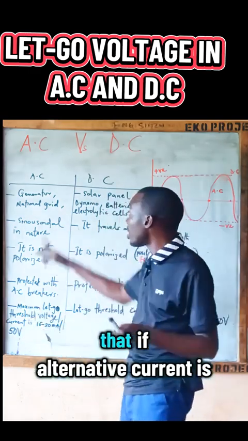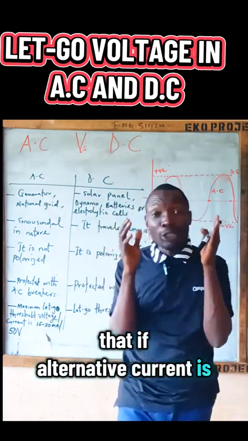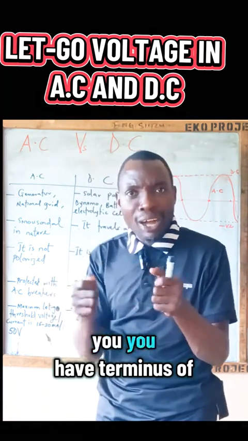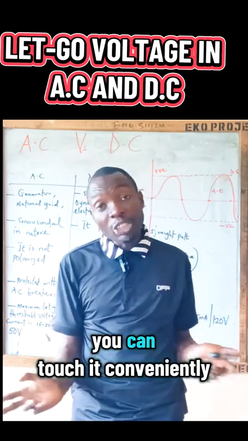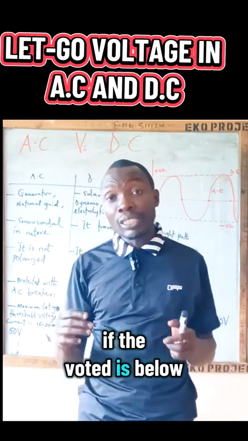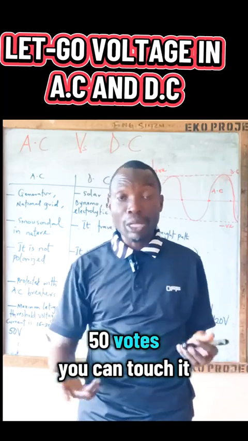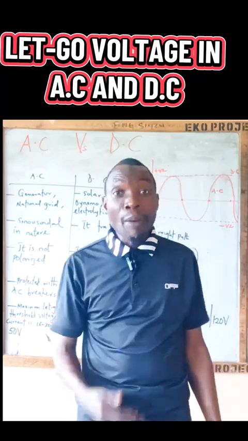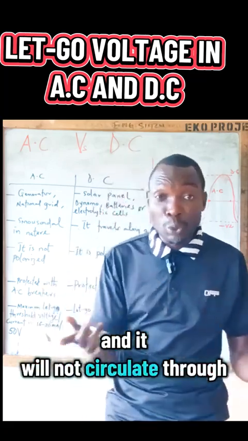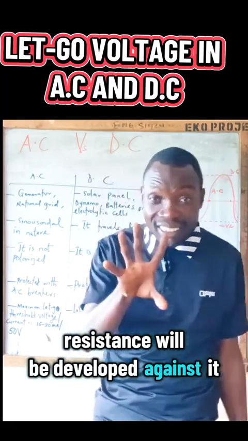The meaning of this is that if alternating current is flowing through your body, you have terminals of alternating current and you try to touch it. You can touch it conveniently if the voltage is below 50 volts. Your body resistance can still be able to withstand it, and it will not circulate through your body. Resistance will be developed against it.